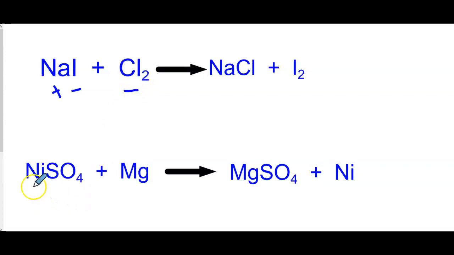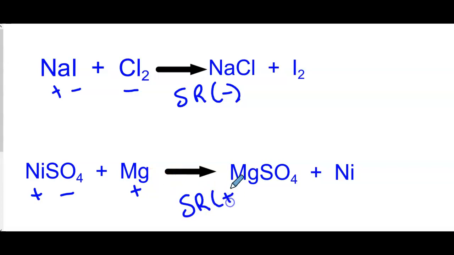Down here, nickel is positive and SO4 is a negative piece, and magnesium by itself, so what's by itself? Magnesium. What would it form if it formed an ion? A positive. So what's kicking out what? The thing by itself is negative, so this would be a single replacement anionic. What's kicking out what? The positive is going to kick out the positive, so this would be a single replacement cationic. If you need to, rewind and listen to this again.